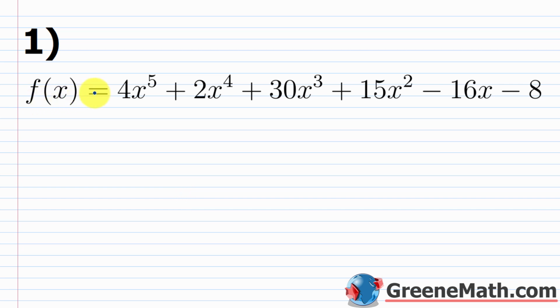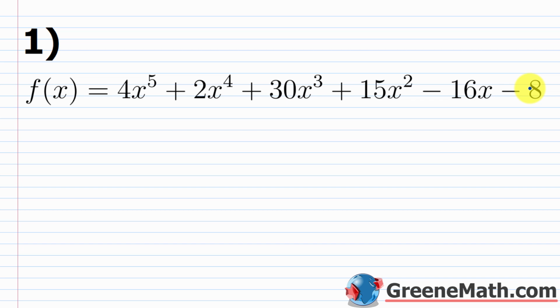We're given f of x is equal to 4x to the fifth power plus 2x to the fourth power plus 30x cubed plus 15x squared minus 16x minus 8. So again, we're using Descartes' Rule of Signs, and this is for us to be able to determine the number of positive and negative real zeros for some polynomial function.